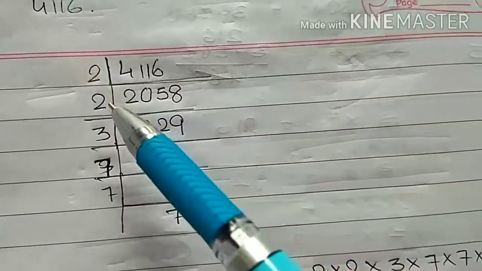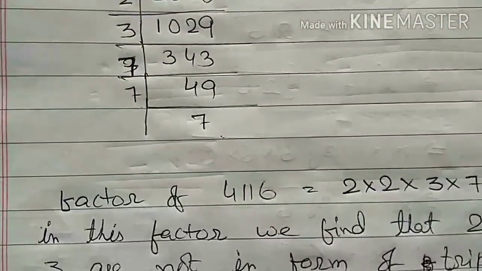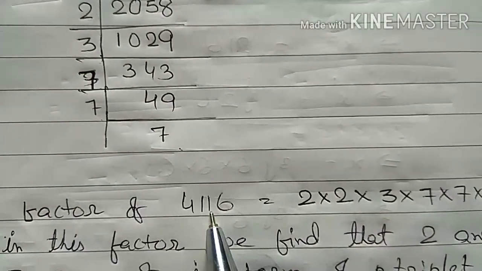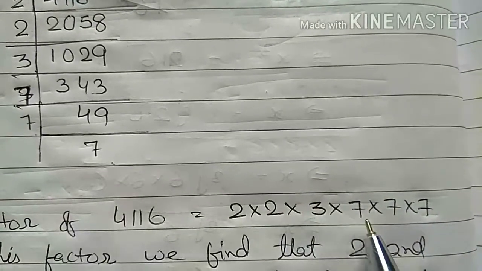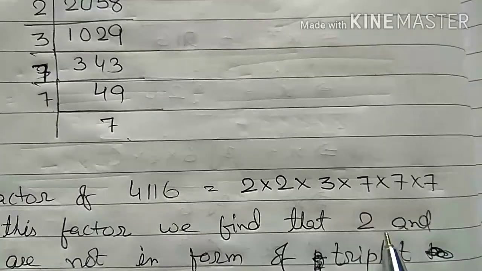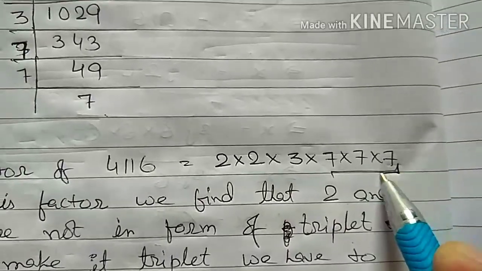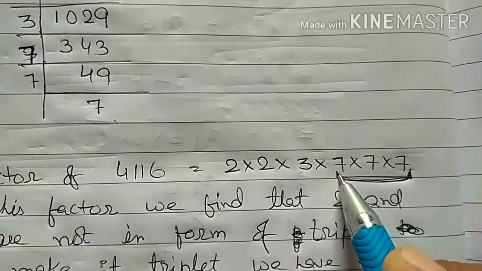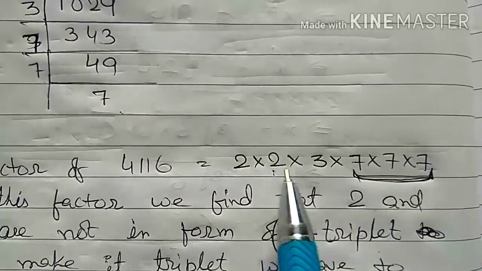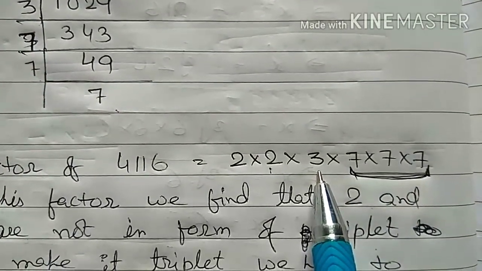We get 2 into 2 into 3 into 7 into 7 into 7. So the prime factorization of 4,116 is equal to 2 into 2 into 3 into 7 into 7 into 7. In these factors we find that 2 and 3 are not in the form of triplets. Only 7 is in the form of a triplet. So one more 2 is required here to make a triplet, and two more 3s, meaning 3 into 3, are required to make the triplet of 3.